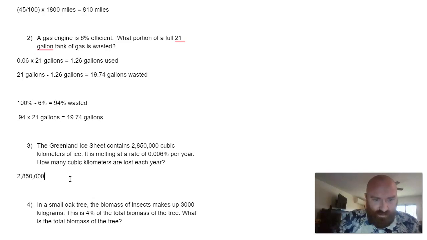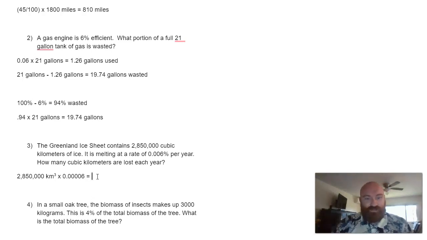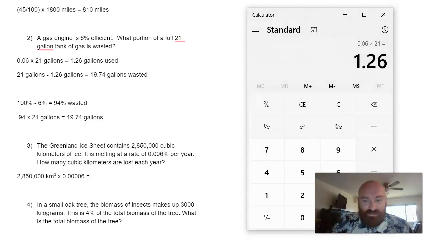2,850,000 cubic kilometers. That's a three-dimensional measurement, and you're multiplying it by 0.006 divided by 100. Or if you don't like that, you could just move this decimal over to 0.00006. So make sure you keep track of your decimals here, because that can get kind of tricky. And then it's going to tell you how many cubic kilometers are lost per year, because that's the rate it's melting at. So let's take a look.